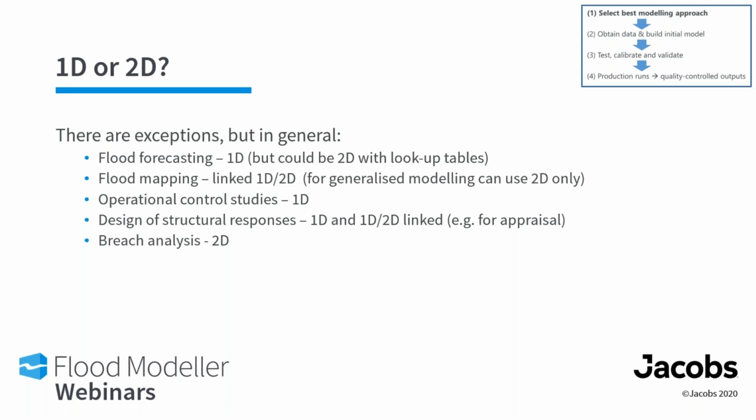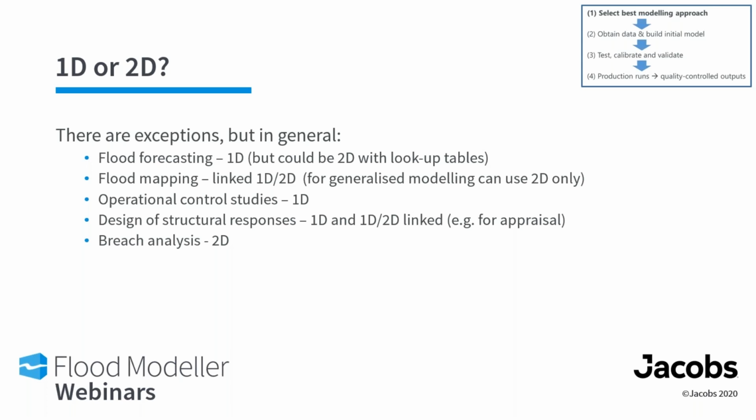If you can run the model in real time, a 1D approach is what people tend to use. You can use 2D if you run a host of 2D runs beforehand and then use some lookup tables in real time to just find the nearest pre-calculated 2D run, for example. For flood mapping, if you're looking for accurate flood mapping in the UK, at least, most people are using these linked 1D, 2D models. So 1D for the river or the pipe network, and then 2D on the floodplain.